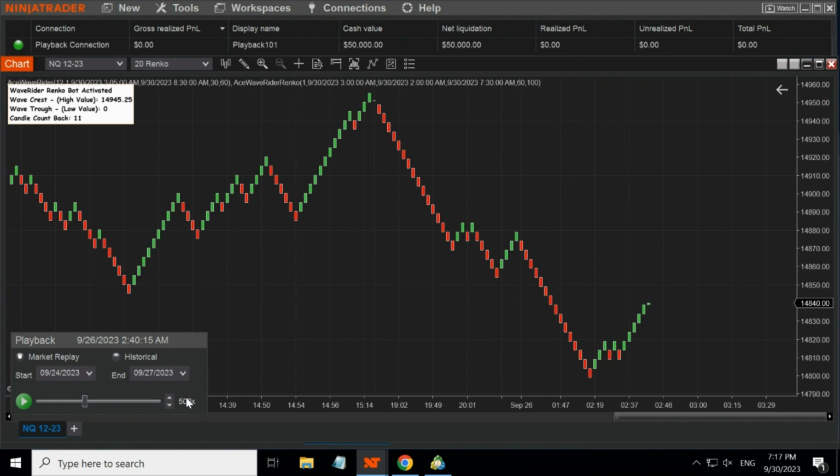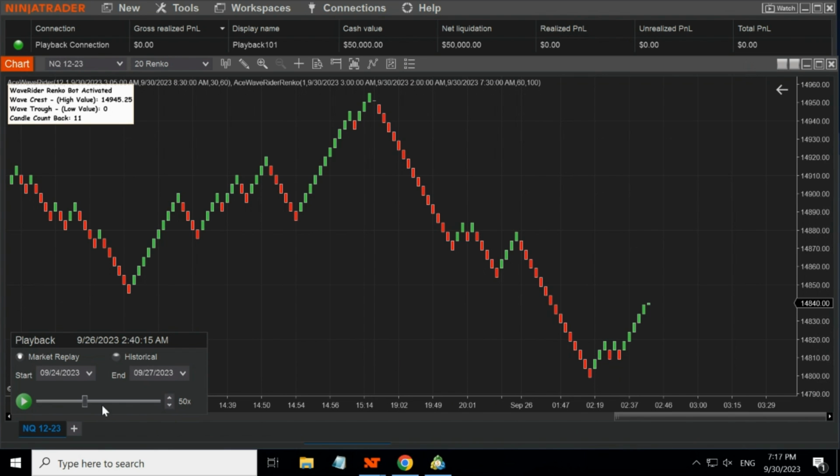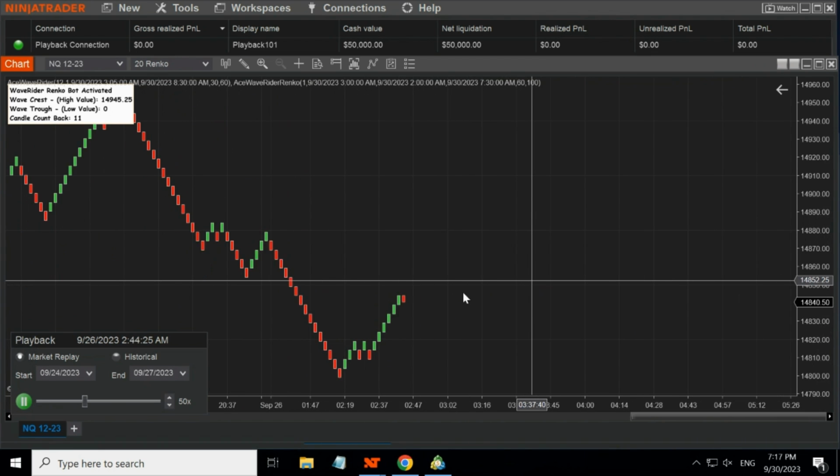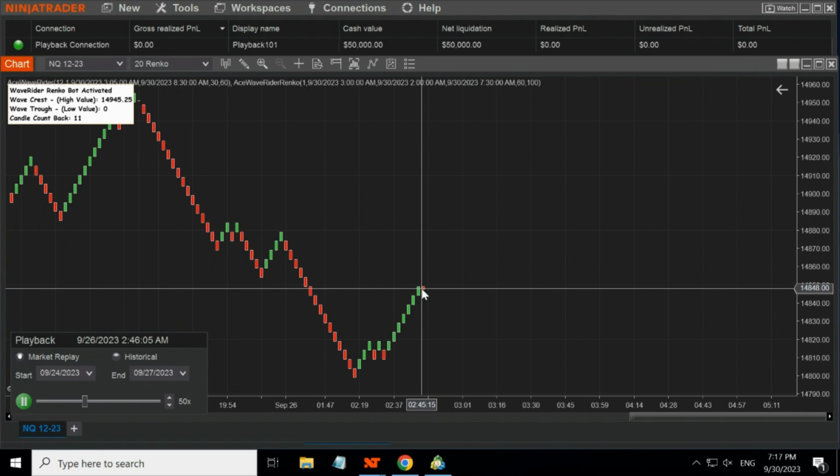So let's slow this down so we can see what's going on here. We'll slow it down to 50. So we've got our Renko chart starting, and you can see that we're at 2:45. Moving across, you can also see the time down here. I'll see if I can pause it so we can catch a couple of the trades. We're watching it go through.